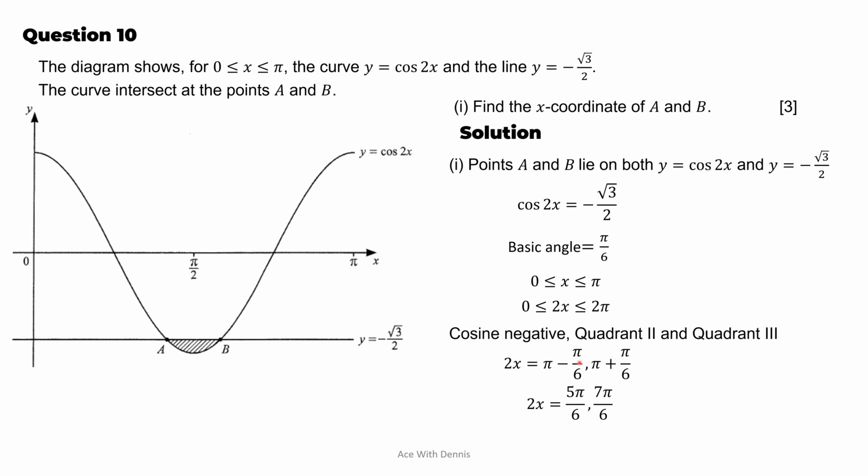Now we solve this equation. 2x is 5 pi/6 and 7 pi/6, which means that x equals 5 pi/12 and 7 pi/12. So what does it mean? It means that the x-coordinate of A will be 5 pi/12, because A is at this point, right? And the x-coordinate of B will be 7 pi/12. So B is here, and this value will be 7 pi/12. And this is the answer.